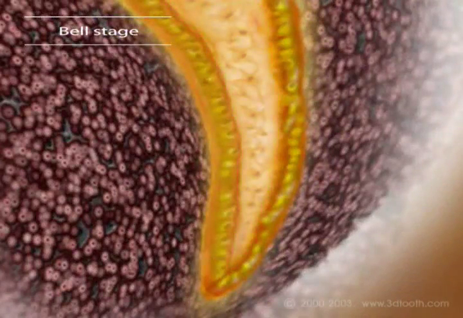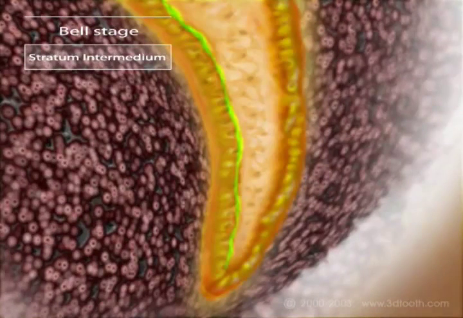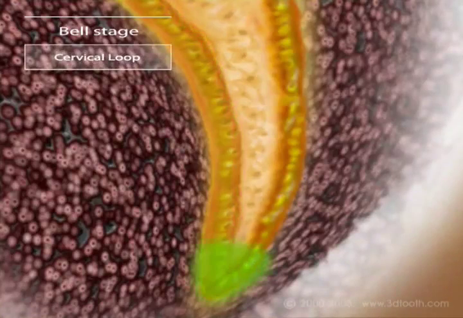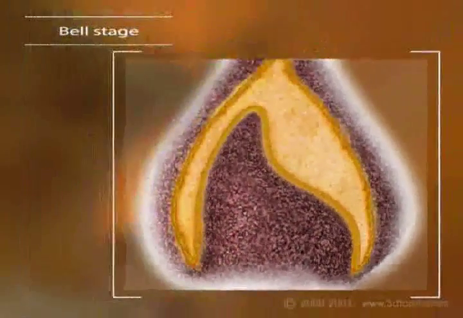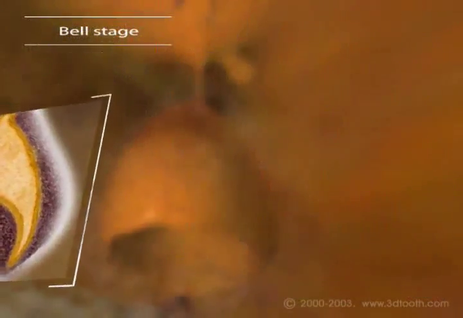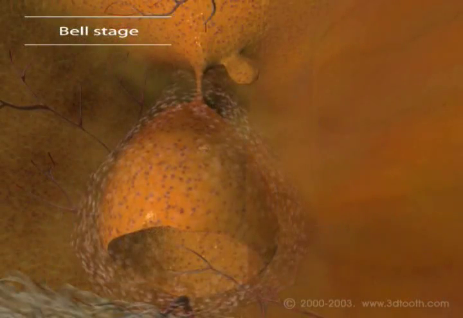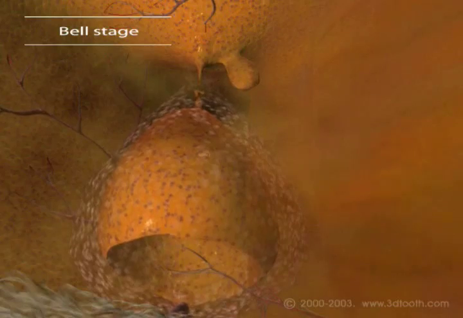Just visible is a flattened area of cells called the stratum intermedium. We can also see the juncture where the inner and outer enamel epithelium meet. This cervical loop is important in tooth formation, as we'll discover soon. By the time the tooth bud pinches off from the dental lamina at the end of the bell stage, the inner enamel epithelium has folded to form the shape of the future crown.